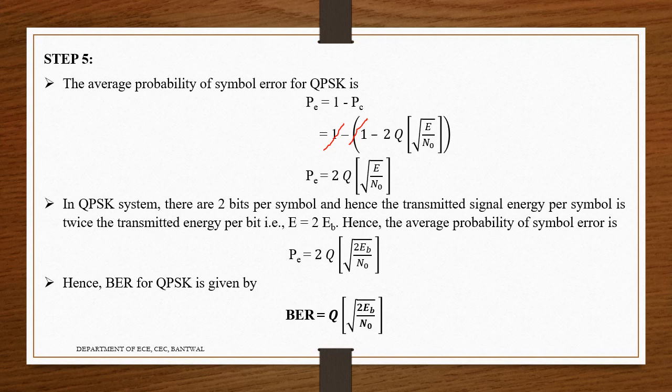E is equal to 2 EB, so we are doing it for 2 bits. That is the reason the average probability of symbol error is P equals 2Q square root of 2 EB by N naught, where instead of E I am substituting 2 EB. Hence, the bit error rate for QPSK is given by Q square root of 2 EB by N naught. The 2 will get cancelled, so only the bit error Q is equal to the square root of 2 EB by N naught.